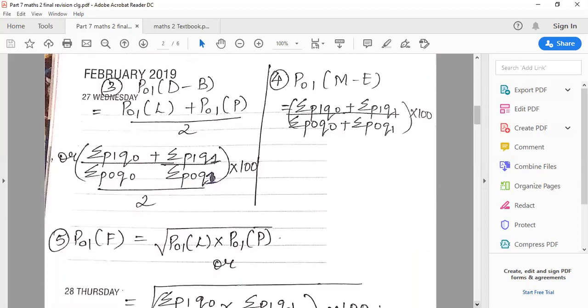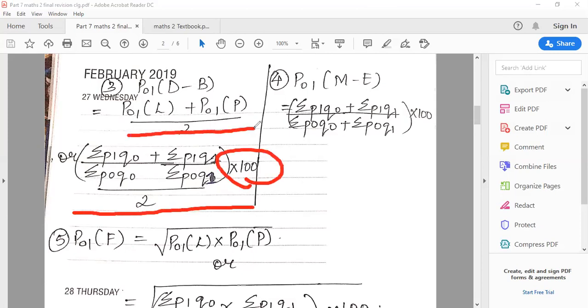As you can see, Drobish, Bowley, and Marshall, Edgeworth. The shortcut I taught you was Laspeyres plus Paasche divided by 2. They took the average of both. Or if you want to go by the long method, you can put the respective formulas of Laspeyres and Paasche upon 2. This time, pay attention, into 100 will also come. So when you're writing in terms of prices and quantities, 100 will come. If you are taking the shortcut method, there's no need to write into 100.